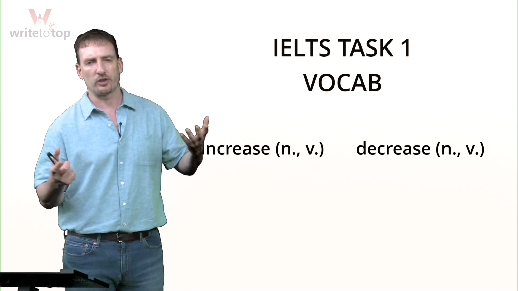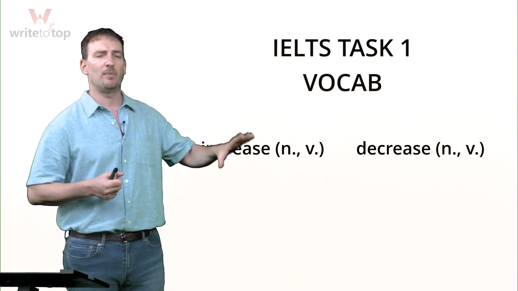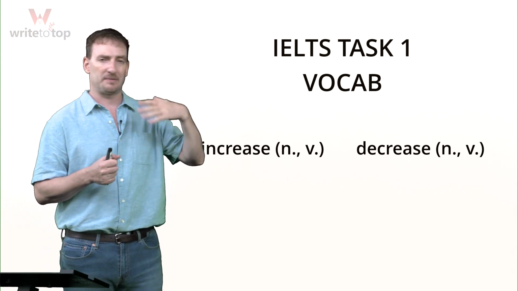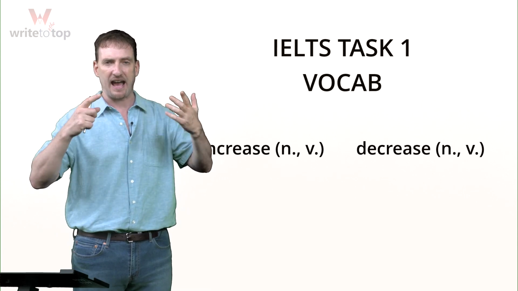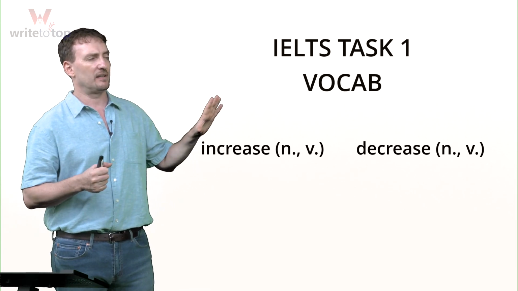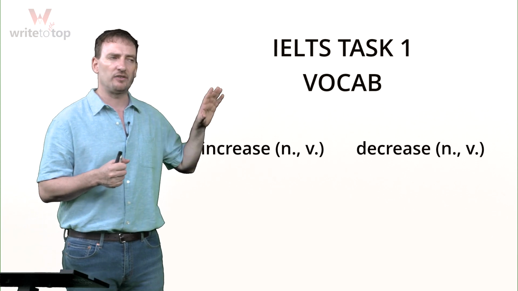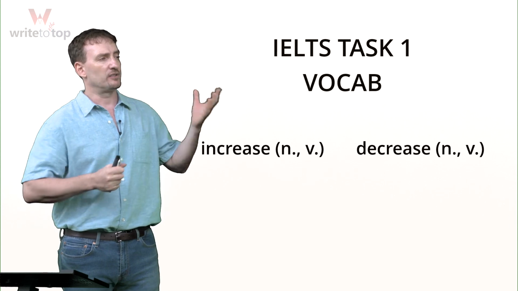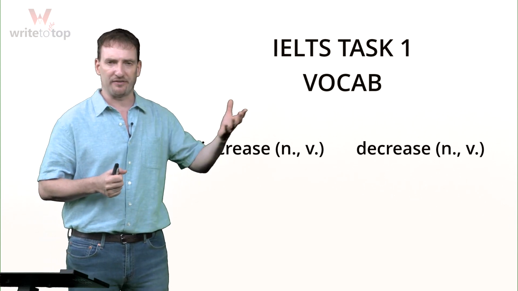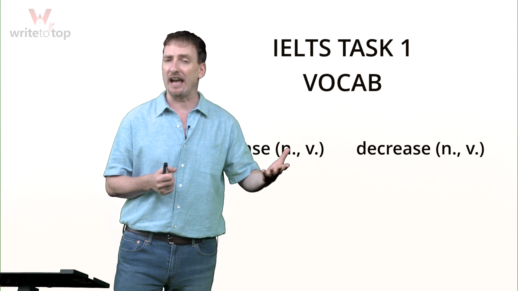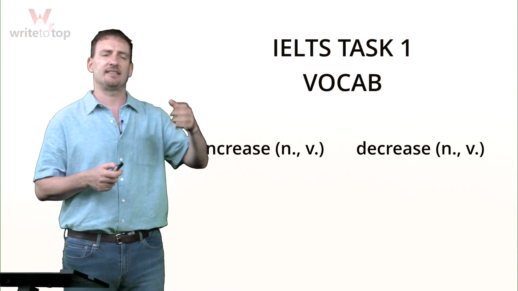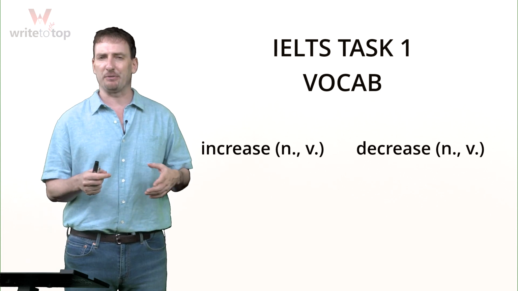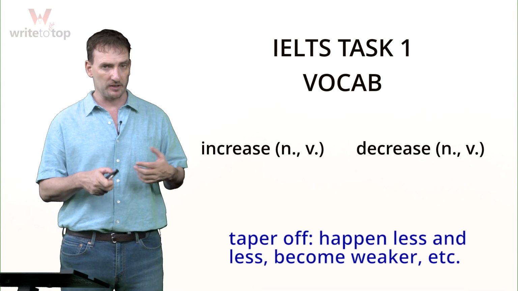Now, there are a lot of different words you're going to need for Task 1, but these two are the most common words you're going to use, especially when you're talking about changes on a graph or a table. And the problem is that a lot of people rely too heavily on a very small group of words. Everybody uses the word increase as a noun and a verb. Everybody uses the word decrease as a noun and a verb. And occasionally I see rise and grow and decline. But then it basically tapers off. I don't see too many other words being used.